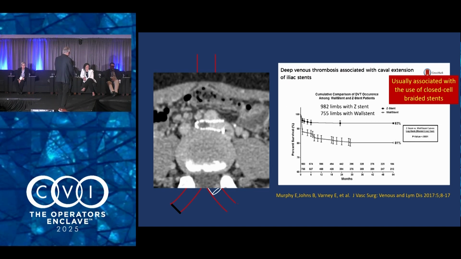Here's a case of that. You can see the opposite side is thrombosed, and the thrombus has extended into the stent and into the cava.